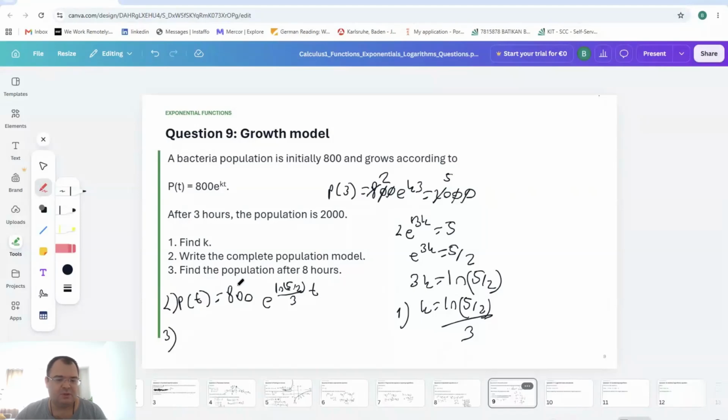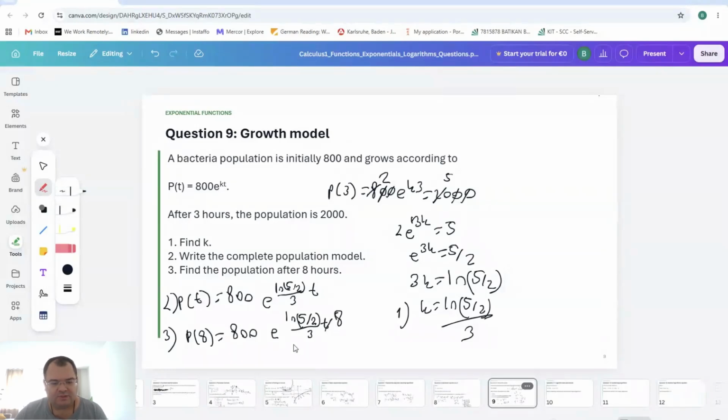For the third question, find the population after 8 hours. We already know k, and we need to just apply 8 as an input parameter to find the total population. 800 you have here, and e to the (ln 5 over 2 divided by 3) times t. So when you give 8 as an input parameter, you will end up with 8 here.